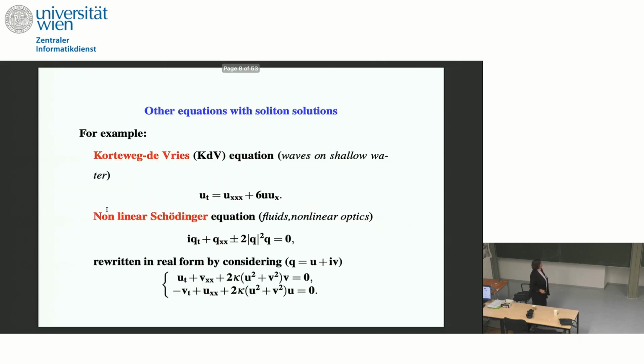Other equations that have soliton solutions are the KdV equation, which we already had lectures about during the whole week, and another one is the nonlinear Schrödinger equation, which is found in fluids and nonlinear optics. This is a complex equation here, but if you look at q as being u plus iv, where u and v are real functions, then this Schrödinger equation can be rewritten in this form.